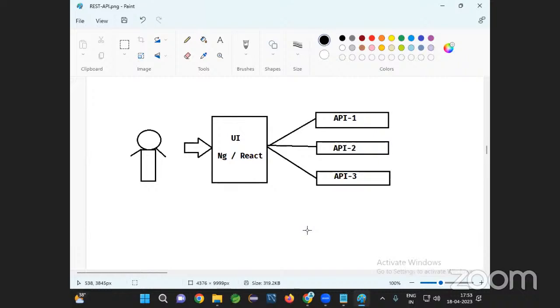UI will send JSON data to the backend application. Backend application will send JSON data to the UI application. Nowadays in the market, most of the applications are developed like this. This is called a microservice based application. Backend APIs will be available. Frontend application will be available. User will communicate with the frontend application. Frontend application will send a request to the backend application. Now, these backend applications may have a single database, may have multiple databases, that depends upon the requirement.